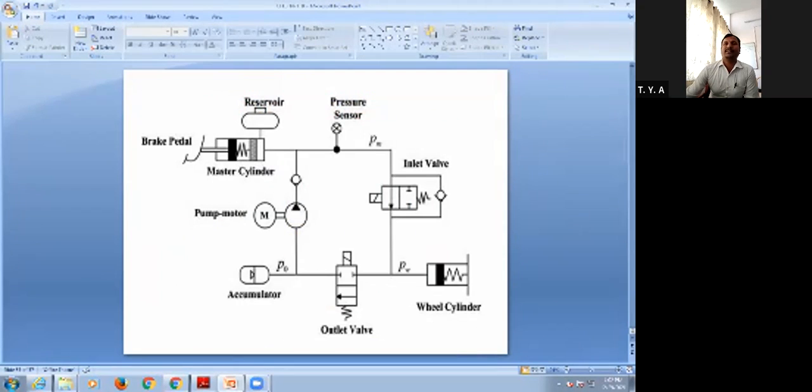Actually, in the circuit diagram you can see here we have the brake pedal. You can push this brake pedal. This is our master cylinder, so your piston will move toward this direction. Then this pressure sensor is there. Here we have all the arrangement: this pump and motor, the accumulator. Here the wheel circuit is there. Wheel cylinder, inlet valve is here, outlet valve, pressure sensor. So these components are required for the hydraulic braking system. Getting it?